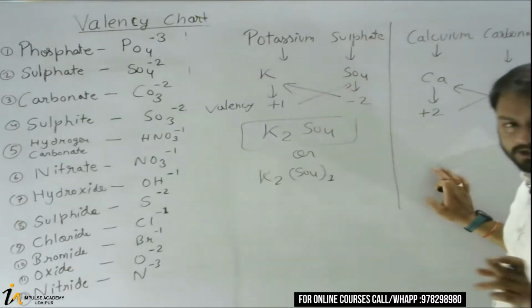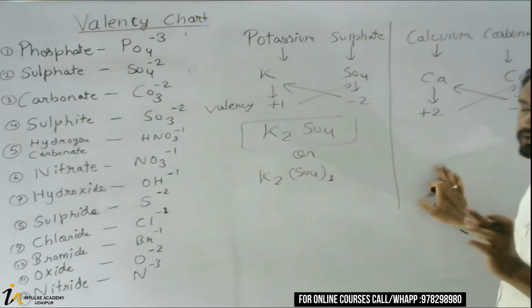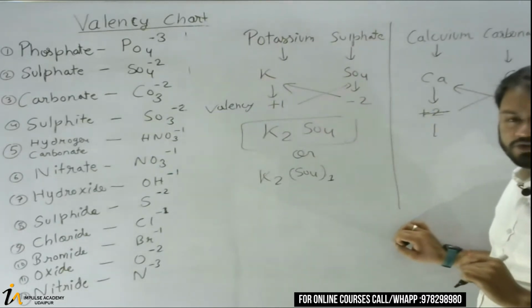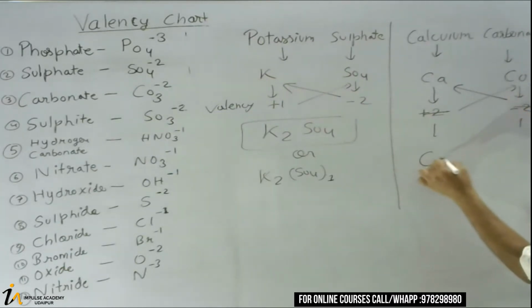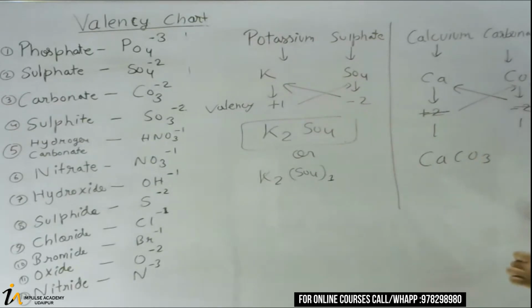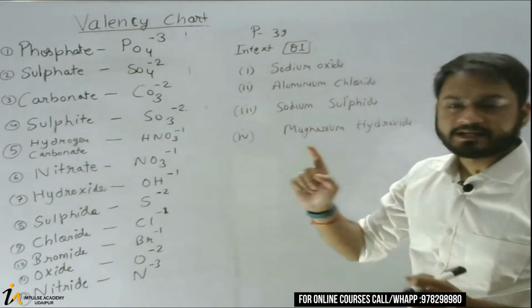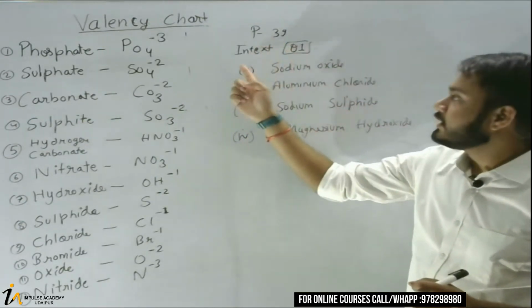But now here there is a problem. If there are numbers which can be cut off, like 2 and 2, we can cut them. So here we'll write the formula as CaCO3 only, because if you cross, it would be 1 here and 1 here, so that doesn't make sense. It is the same only, so that's why we write it like this, CaCO3. Simple.